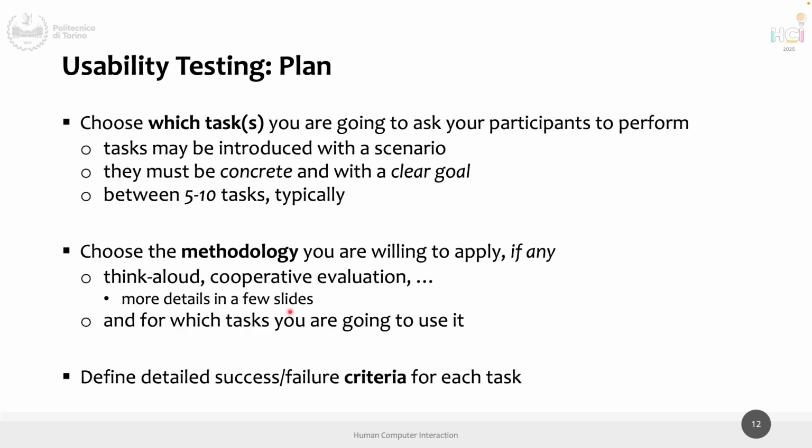After all this, you also need to define success and failure criteria for each task. So you give a task to the participants, the participant performs the operation according to the task on the user interface, and then you have to have some criteria beforehand that say what this person did is actually successfully completing the task or not. These are criteria you have to define beforehand.